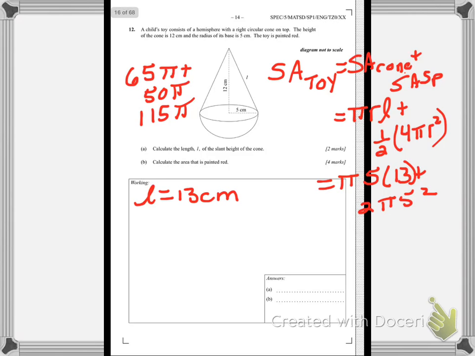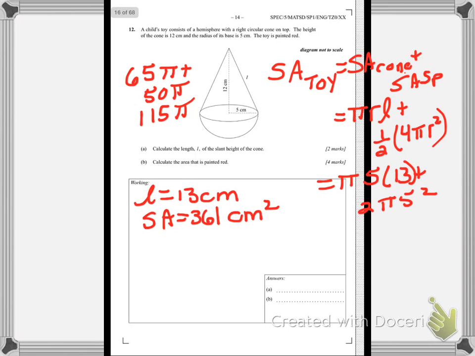Okay, so I got to put that into my calculator. So 115. Do you see the pi symbol? Don't use 3.14. The pi symbol, not E, silly goose. And I get the surface area is equal to 361.28. So I'm going to keep it at 361 cm squared.